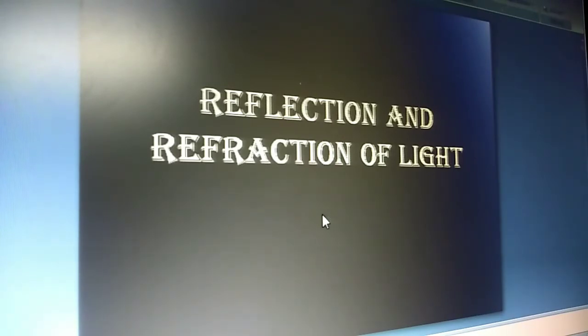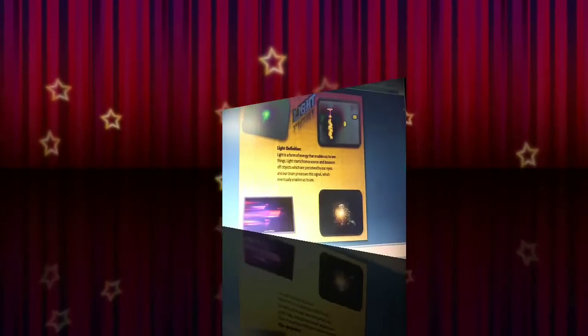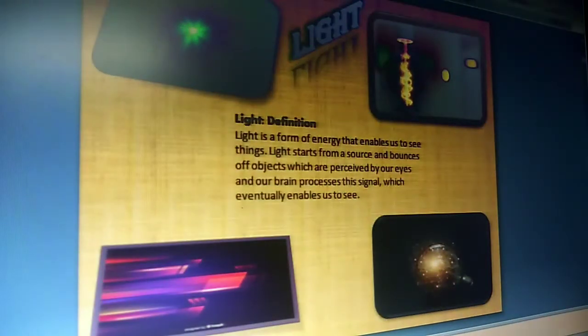Already we have seen yesterday the definition of reflection. Now today we are going to learn about the definitions of reflection and refraction, and how reflection takes place in spherical mirrors. What is light? Light is a form of energy that enables us to see things.